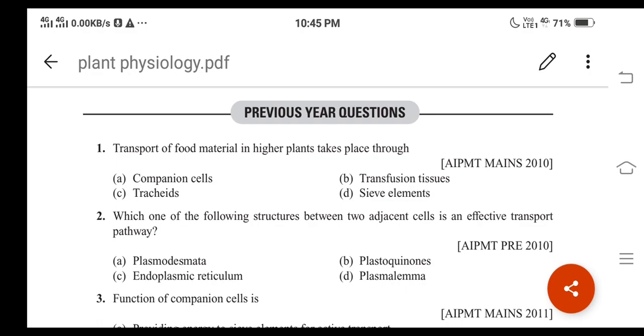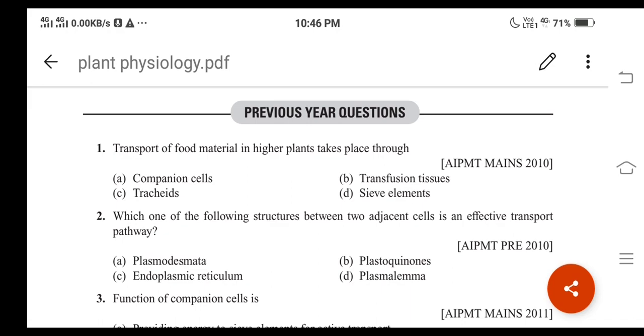Question number one: transport of food material in higher plants takes place through, what are the different options given here? One is companion cells, second is transfusion tissues, third is tracheids, fourth is sieve elements. The correct answer is sieve elements. Transport of food material in higher plants takes place through sieve elements.